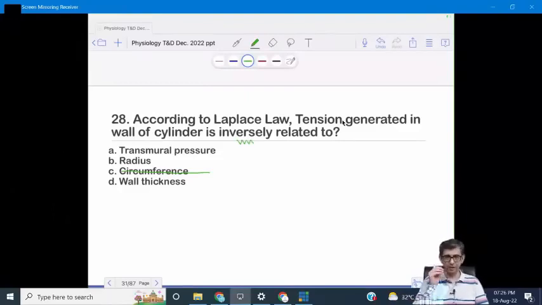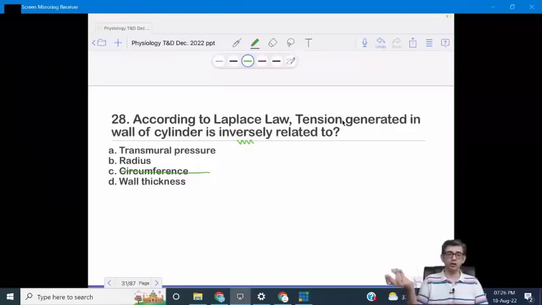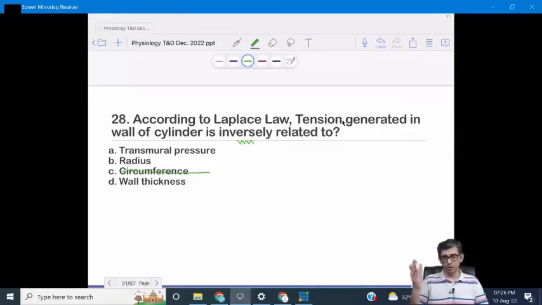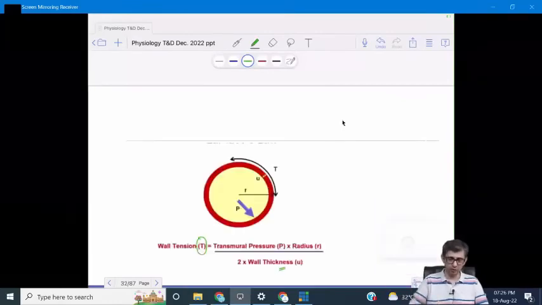नॉर्मल इंग्लिश से भी करोगे तो प्रेशर ज्यादा होगा तो उतनी टेंशन ज्यादा क्रिएट होगी. प्रेशर इज मोर इन द ब्लड वेसल, टेंशन इन द वॉल ऑफ द ब्लड वेसल विल आल्सो बी मोर, सो प्रेशर एंड टेंशन हैव अ डायरेक्ट रिलेशन. The question is inverse relation, so inverse would be either with respect to radius or with respect to the wall thickness. Now the correct answer for this one would be wall thickness.